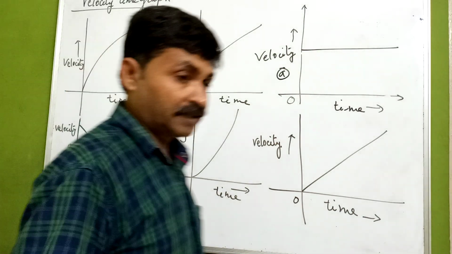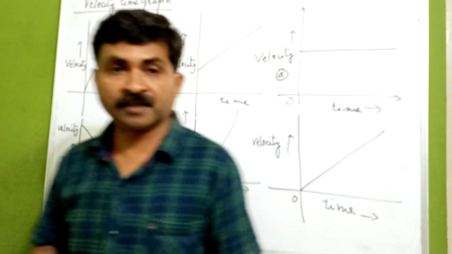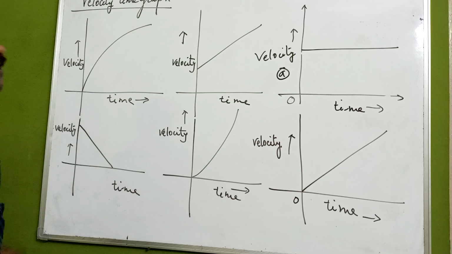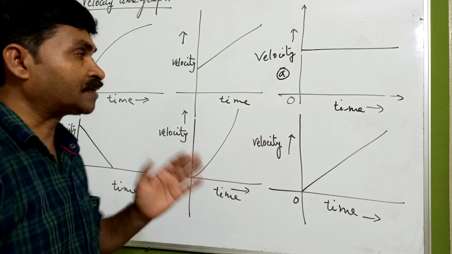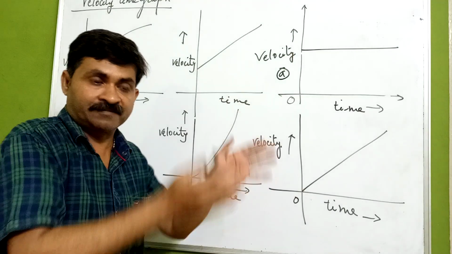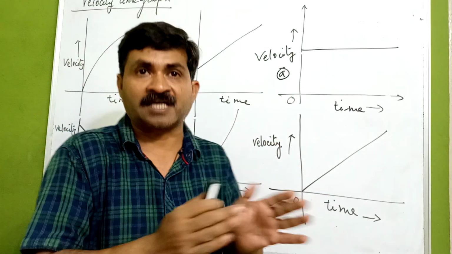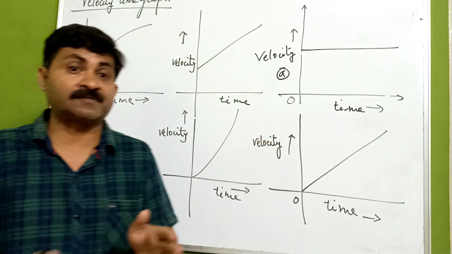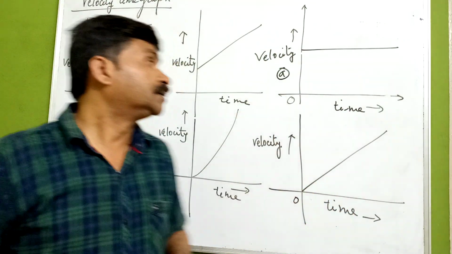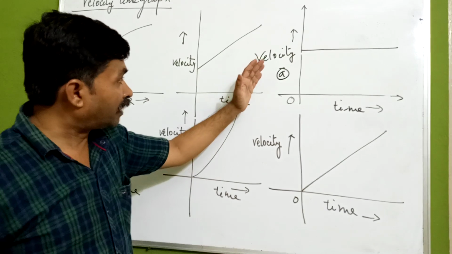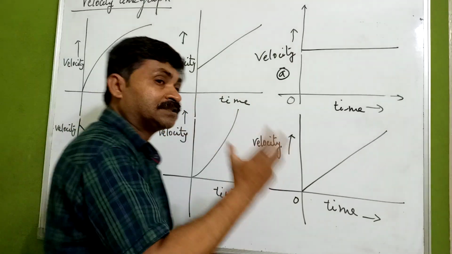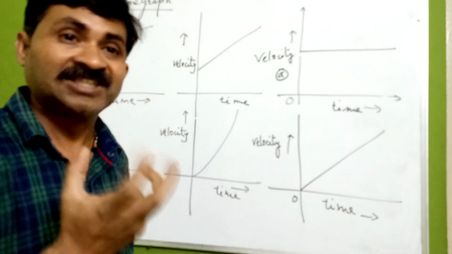Students, in previous lectures we have gone through the distance time graph. Now we are going to analyze the velocity time graph. We have already discussed the distance time graph, which we saw in the previous lecture. Now here we are going to analyze the velocity time graph and what it is giving to us.